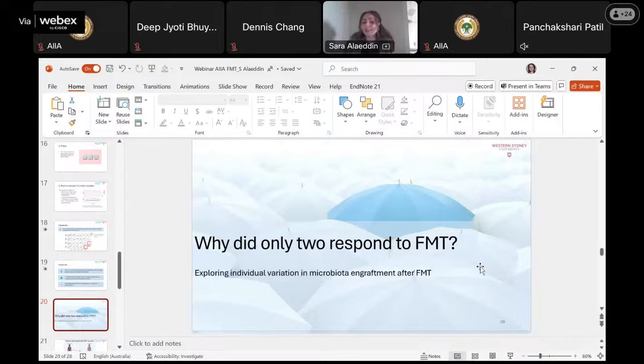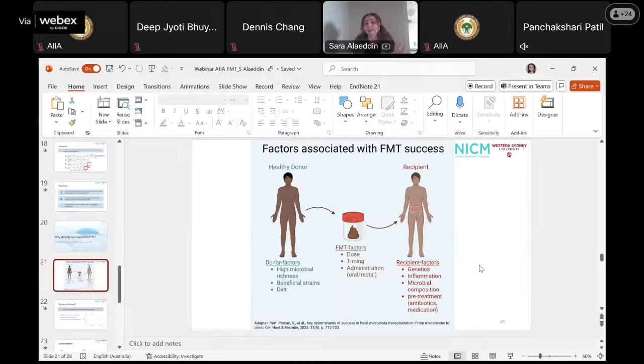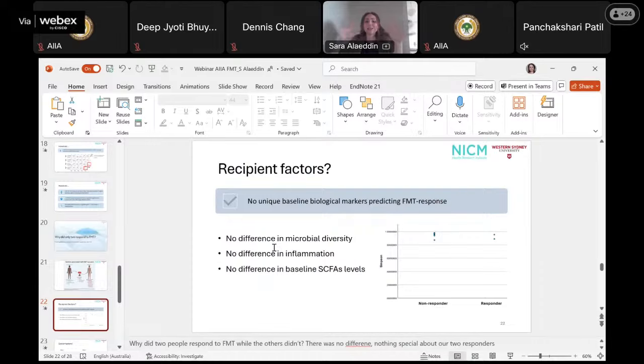What I did ask myself was, why did only 2 respond to FMT out of all my FMT recipients? So I would like to go into factors associated with FMT success really quickly. We've got donor factors and recipient factors, and then also factors such as timing, dose, and administration related to FMT. So my first question was, was there anything special about these 2 recipients that helped them to retain the donor microbiome? I looked at their baseline biological profile, and this is just an example output. But as you can see, these 2 responders were quite similar to everyone else on the study, and it was the same for all other baseline biological markers.